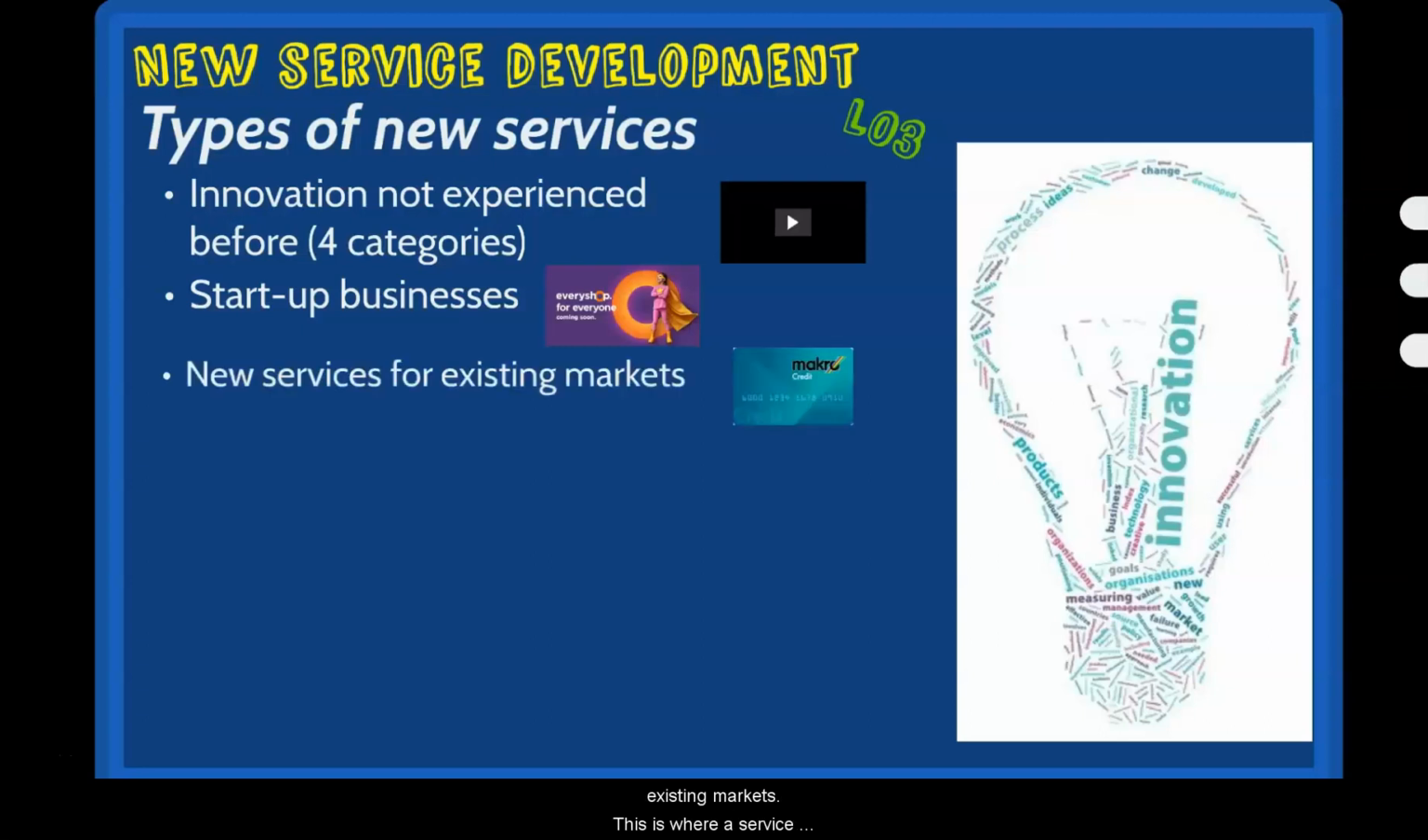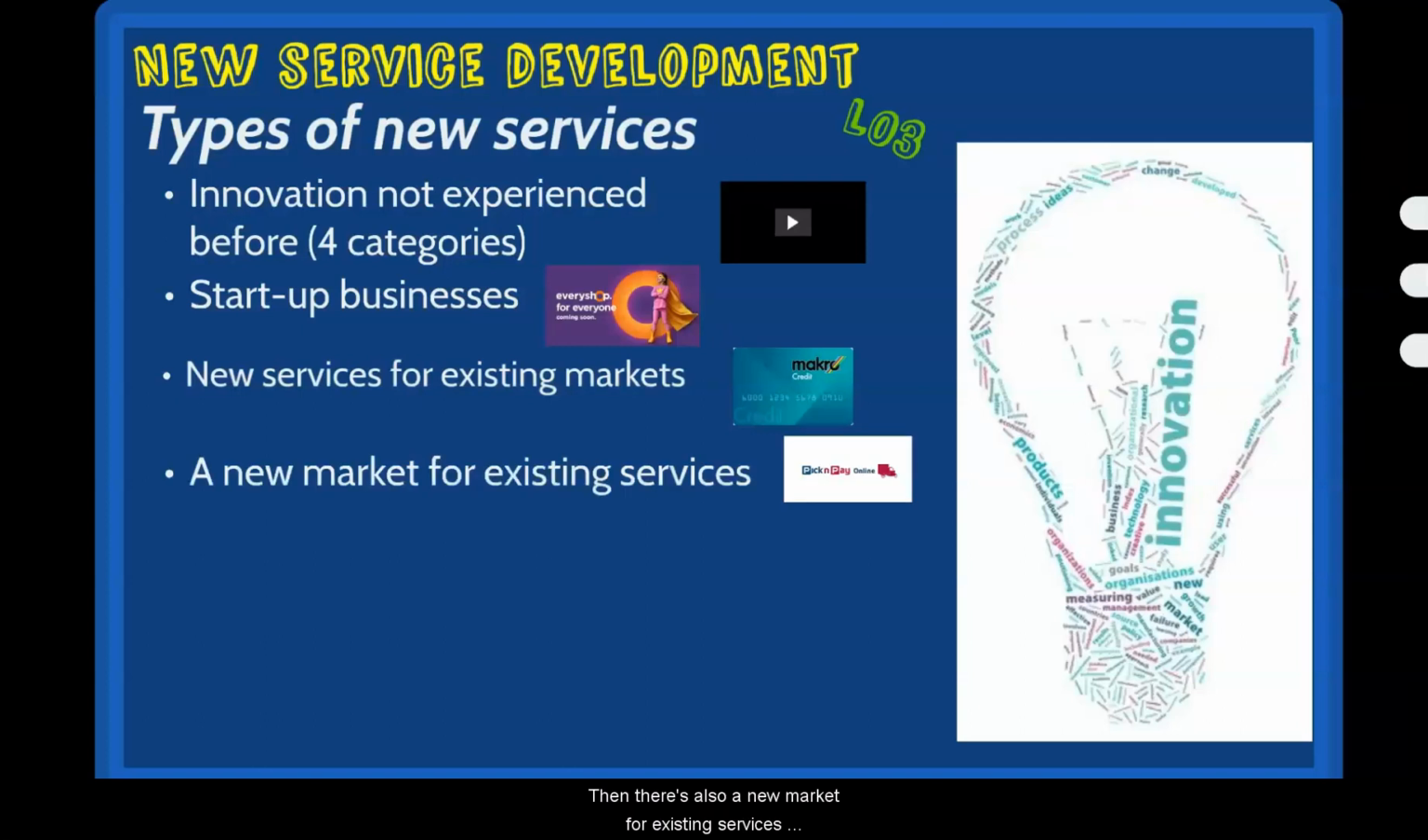Then new services for existing markets. This is where a service organization tries to offer its existing customers new services not previously available from the organization, although the services were available to customers from competitors. But then there's also a new market for existing services. And this is usually where a service organization gradually extends its market coverage by offering its existing services in new geographical regions. For example, if Every Shop is operating and in full swing, they take their shop to Botswana, then that will be a new market for an existing service.